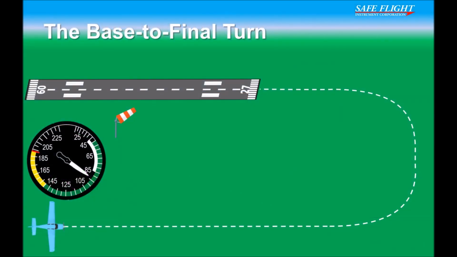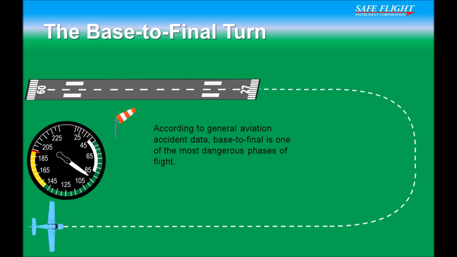Let's look at the benefits of the SCc applied to the base to final turn. According to general aviation accident data, base to final is one of the most dangerous phases of flight. A pilot must process and assess rapidly changing conditions, all while maintaining control of the aircraft. We will go through the following scenario, first on a flight without the benefit of Safe Flight SCc.